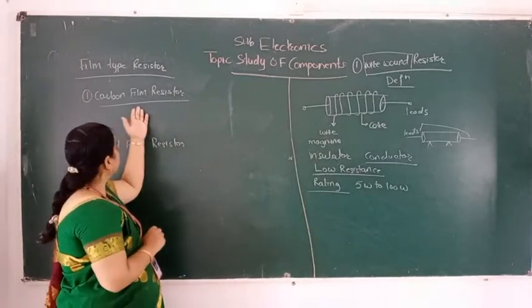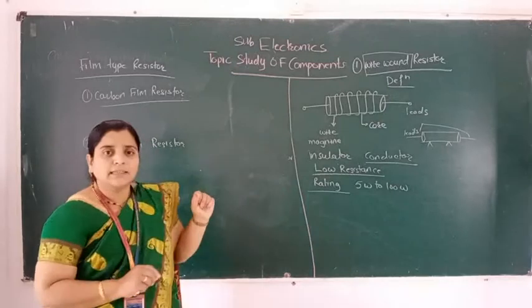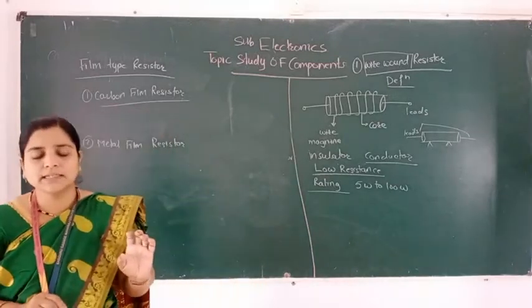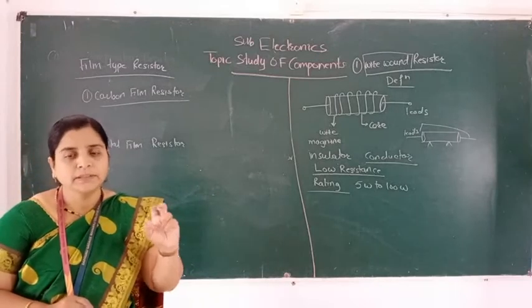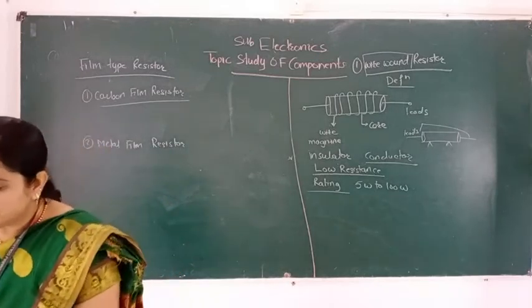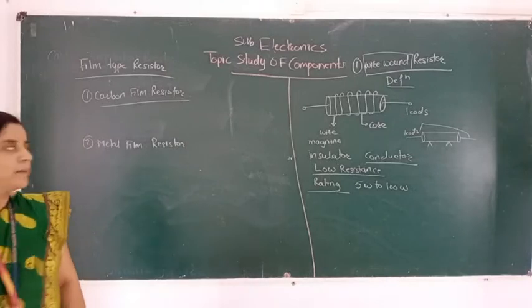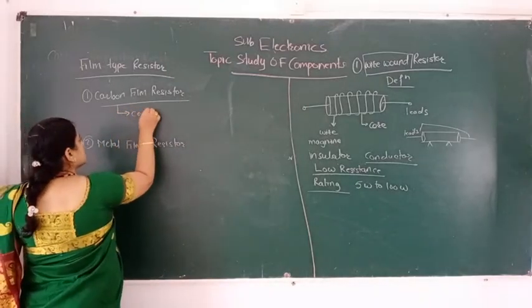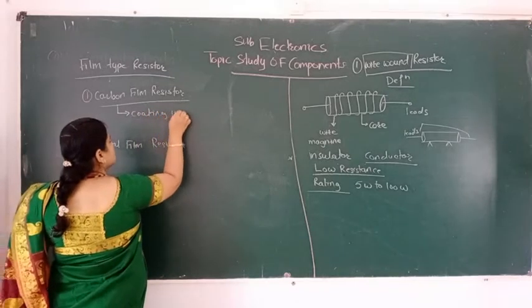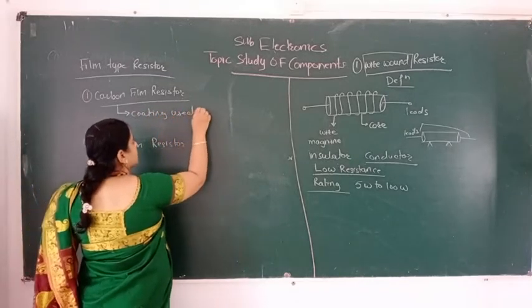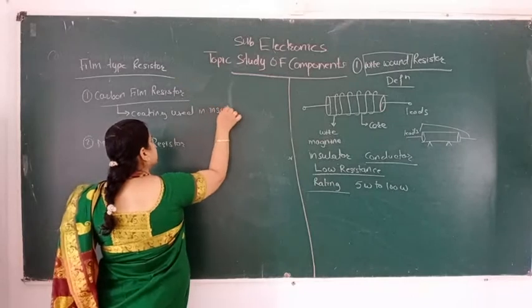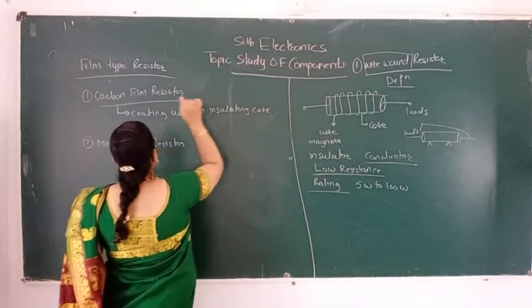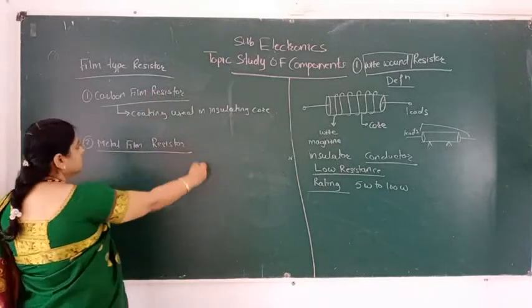Just like that, carbon films are there. Those films are used in the resistor. It's called the carbon film resistor. It is a coating on insulating material. Carbon coating is used on an insulating core. It's called the carbon film resistor.